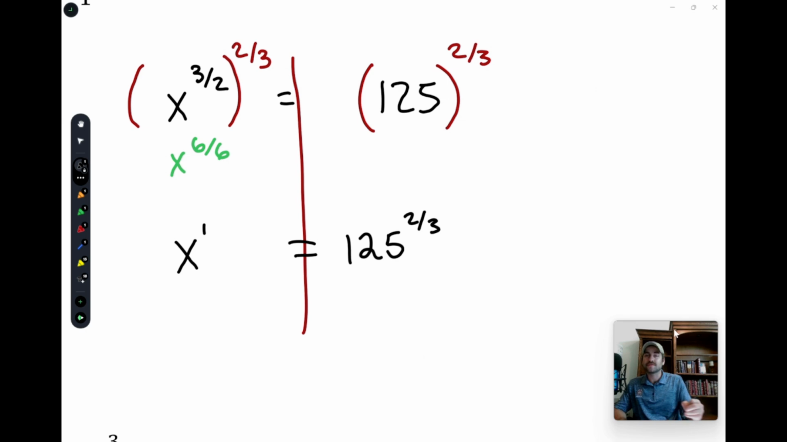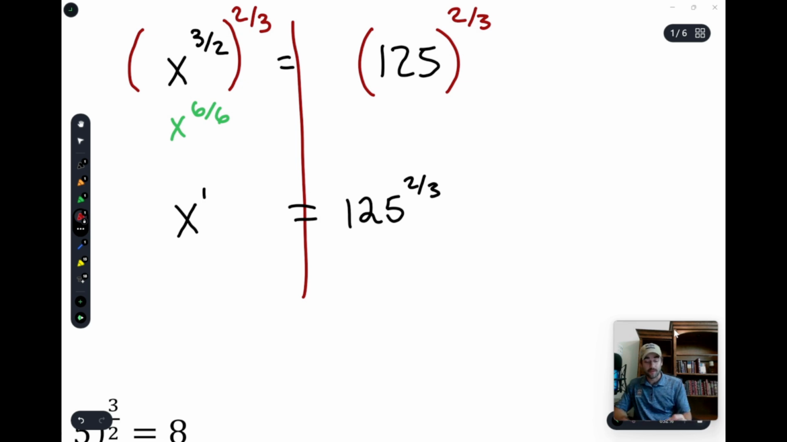125 to the 2/3. There's two ways you could do this. You could do the top first or the bottom first, it doesn't matter. But what we need to accomplish is we need to square, because that's what the top says to do. The top says to square it, and we need to cube root it. That's what the bottom says to do. Me, I prefer to do the cube root first because it means we're working with lower numbers.